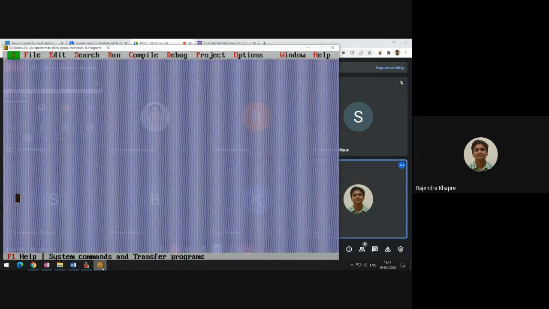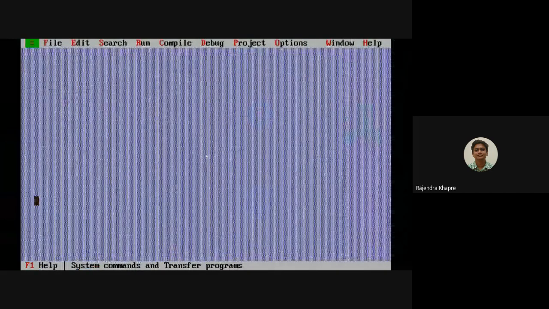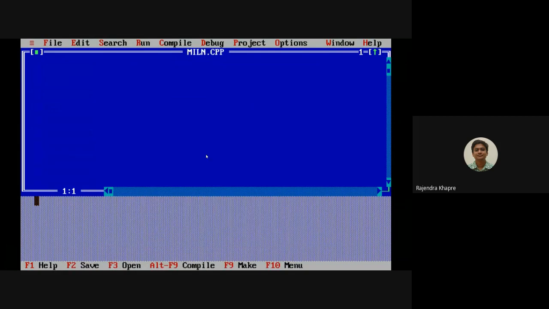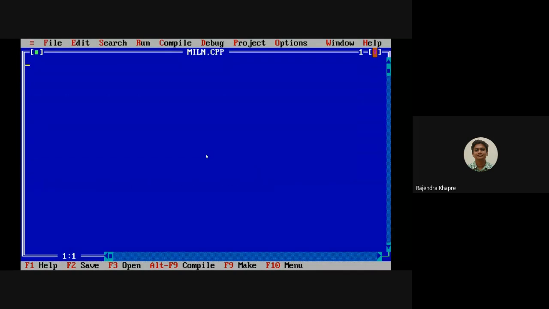This is the interface of C. I am going to create a new file and save it, let us say MILN, that is Milne's method. You can see at the top that MILN.cpp is now created. Let me start with the basic syntax: hash include stdio.h, hash include conio.h, void main, clrscr, getch, and your program is over. So this is basically the syntax.